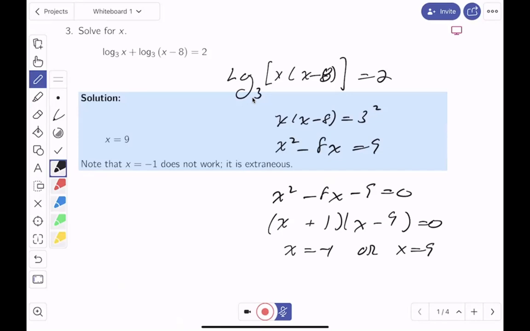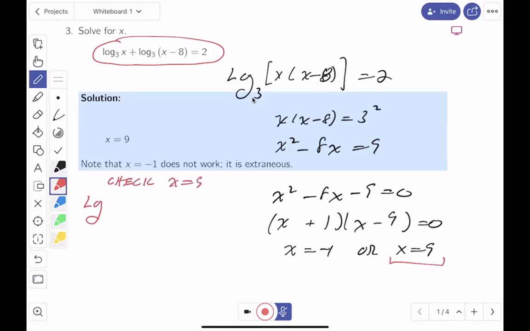And where do you check it? You must check it in the original. So let's check 9 first. Let's see if 9 works. What do you get? Log, again, I'm checking x equals 9. What do you get? Log base 3 of 9 plus log base 3 of 1 is equal to 2.